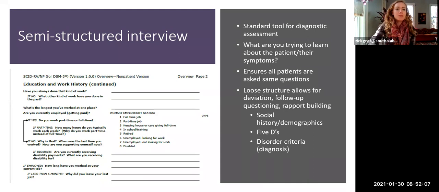So this is an example from the structured clinical interview for DSM-5 diagnoses of one use of structured clinical interviews, which is just to get someone's basic history, their demographics, their educational history, their work history. This part of the semi-structured interview is getting at how were they functioning maybe before the symptoms started, and how impaired is their functioning in their different roles now.